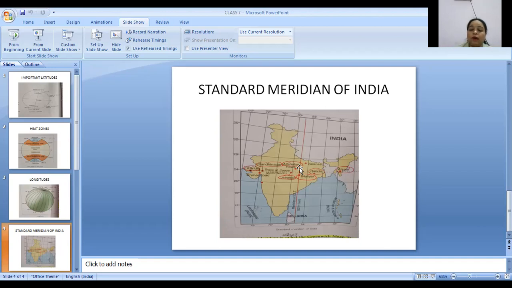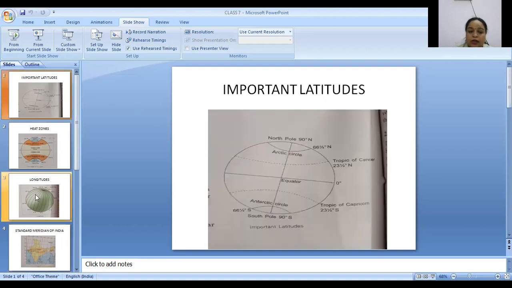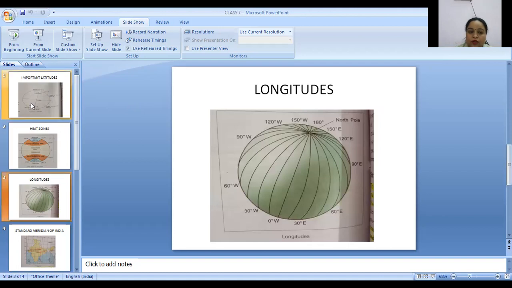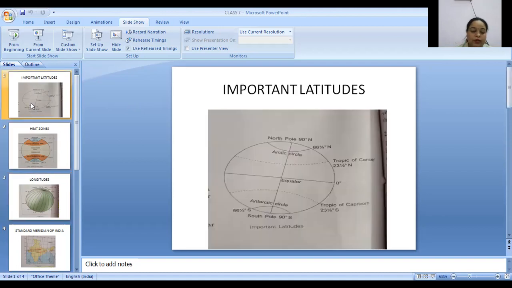Okay, now I will tell you about latitude and longitude. So these are latitudes and these are longitudes. I'll tell you about latitudes first. Okay, latitudes are horizontal lines. These are horizontal lines.